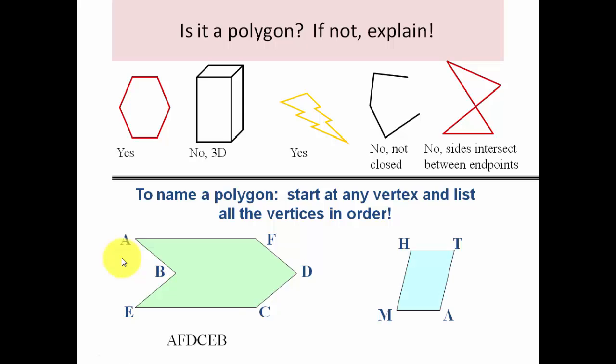Here's another example. There's numerous ways you can name it. You can start at any vertex. So I could do polygon HTAM. I could do polygon TAMH. I could do polygon MATH. You just have to start at a vertex and then continue to go in the same direction around the polygon.